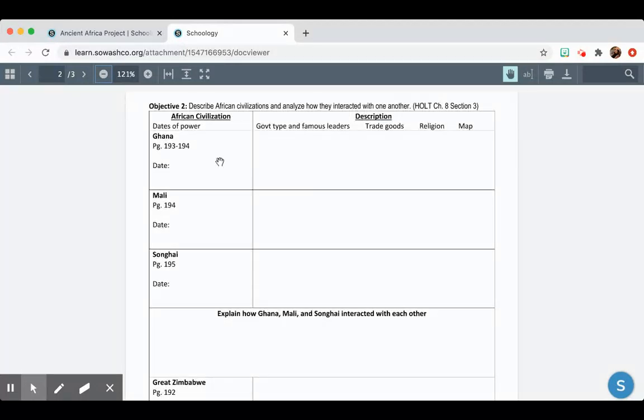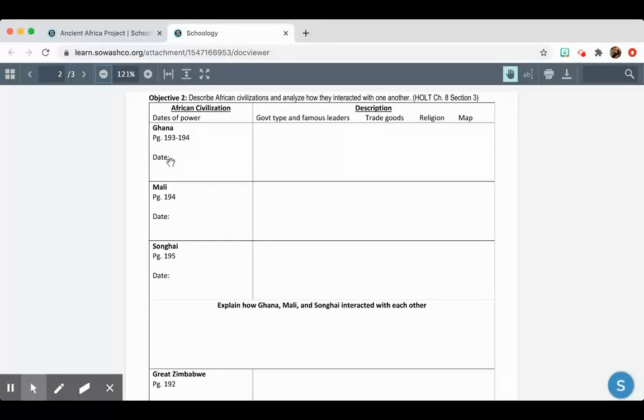For each of these 5 civilizations or 5 empires, I am looking for the date in which these civilizations ruled. Okay? We also provide you with page numbers where you can find this information in your textbook. After you determine the date in which they were in power, then you need to describe each of the civilizations. What was their government type and who were some famous leaders? What did they trade and who did they trade with? What was their main religion? And then you also need to include a map of the civilization.